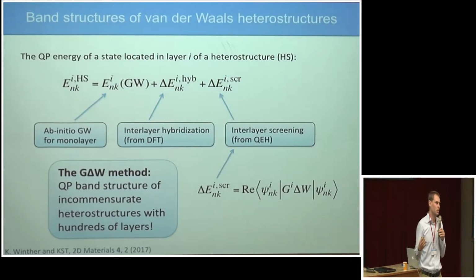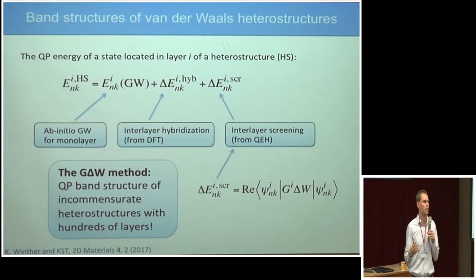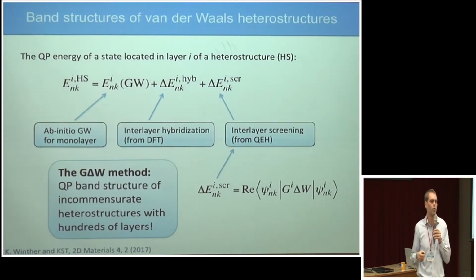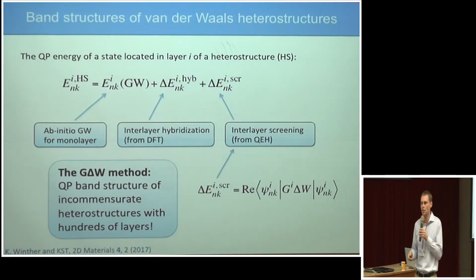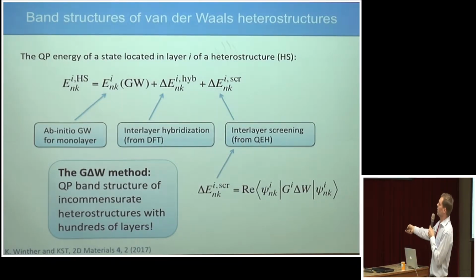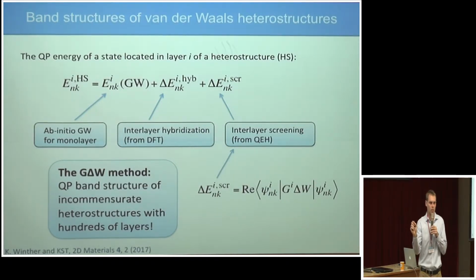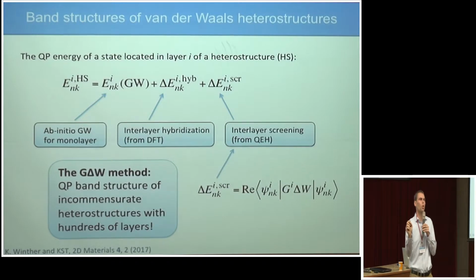The hybridization is a single particle effect. We can treat that at DFT or even tight binding if we have a good parametrization. So that's relatively straightforward. The screening part is the difficult part because this requires many-body theory and the GW approximation. But what we are doing there is describing this as the change in the screening. So we are assuming that the Green's function is not changed because the hybridization, after all, is going to be weak. So the Green's function is okay.